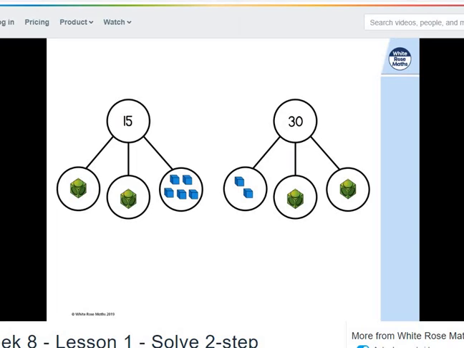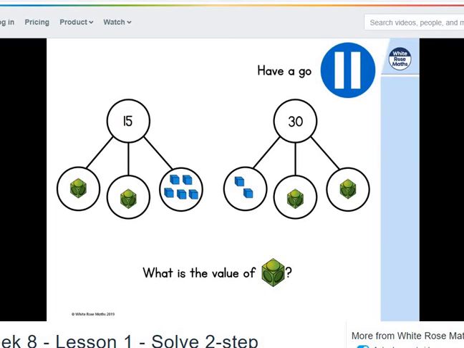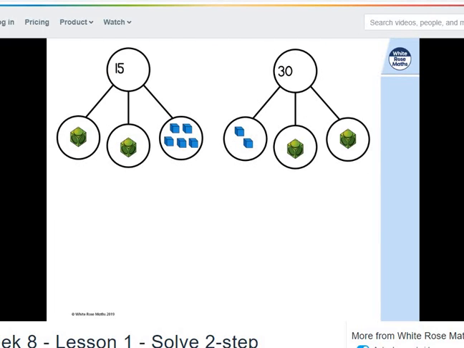So, 2 for you to have a go at now. Can you work out the value of the multilink cube? Pause the video, have a think for yourself. Let's have a think about those problems then.